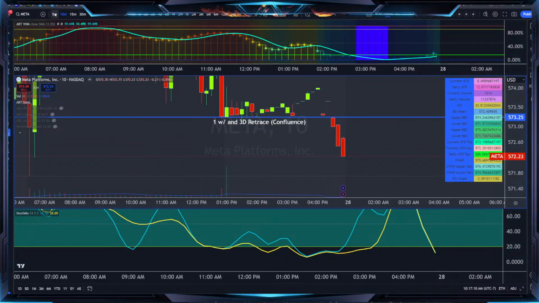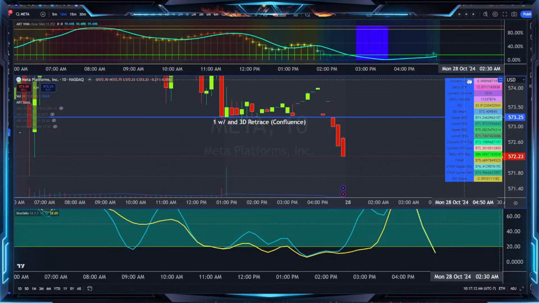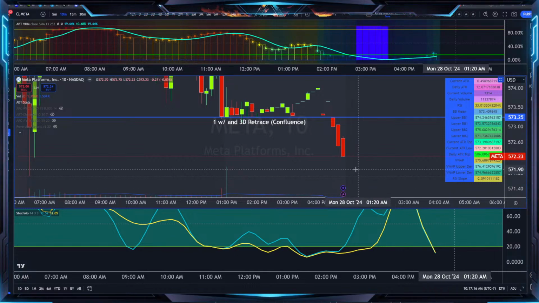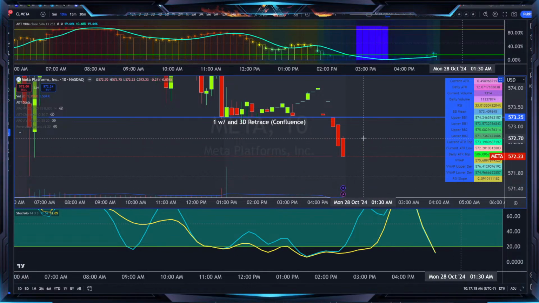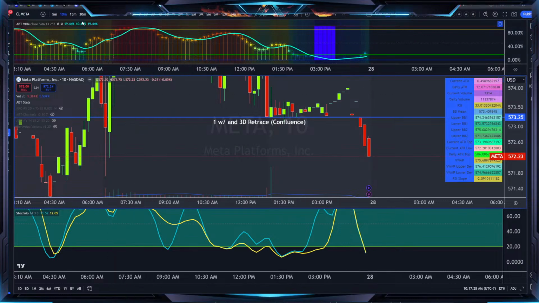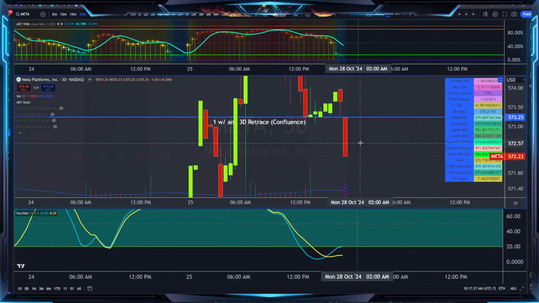Well, that's giving us an answer there. 5 to 10 minutes of upside, what is it? 50 cents. So that would give us 572.70 right about here. And in other words, that's your 30-minute, 50% prior bar retrace.